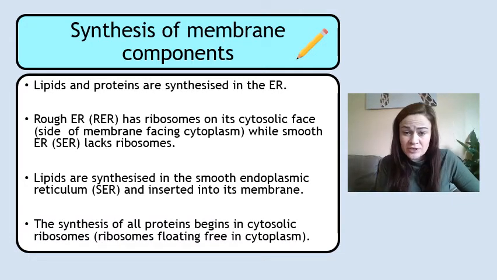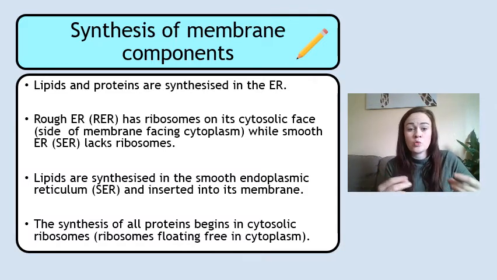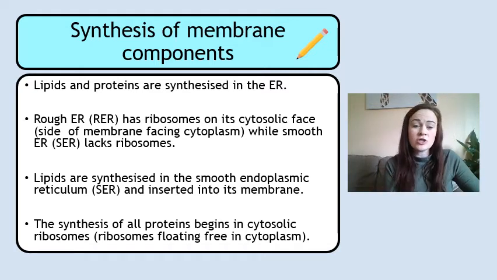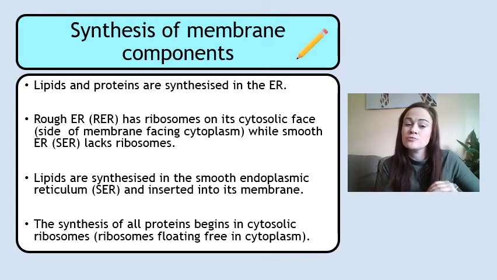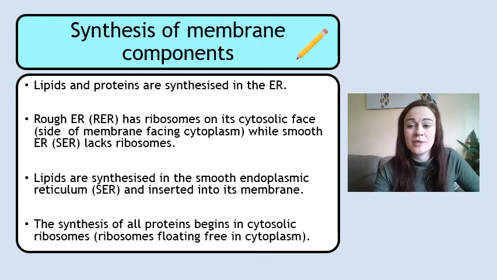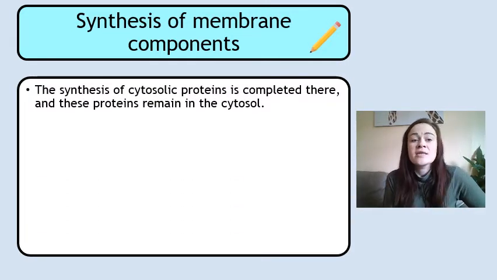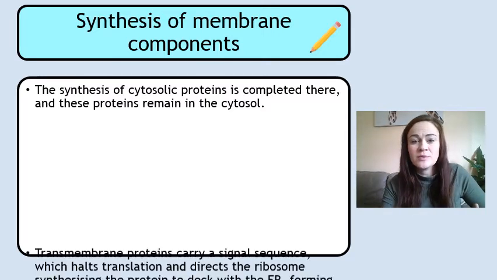Now all proteins, whether they're transmembrane proteins or ones that will just be released free into the cytoplasm, all start their production in the ribosomes that are free floating in the cytoplasm. The synthesis of cytosolic proteins is completed there, and then they remain in the cytosol, the cytoplasm.